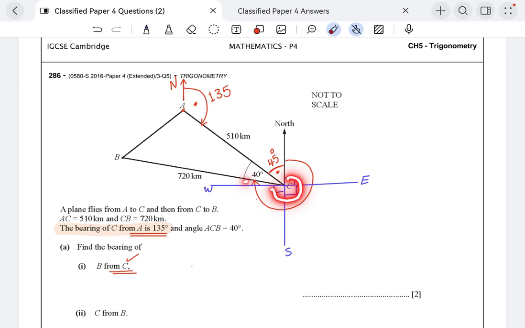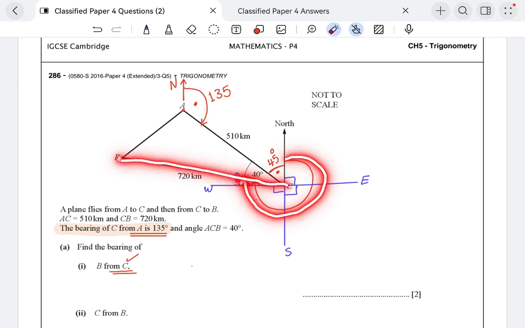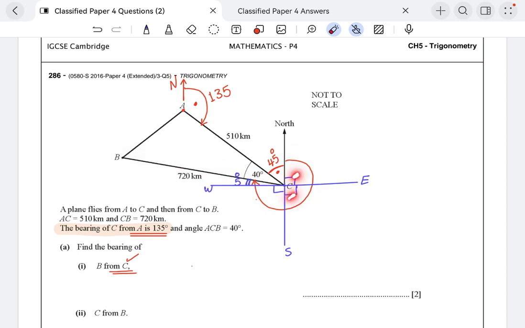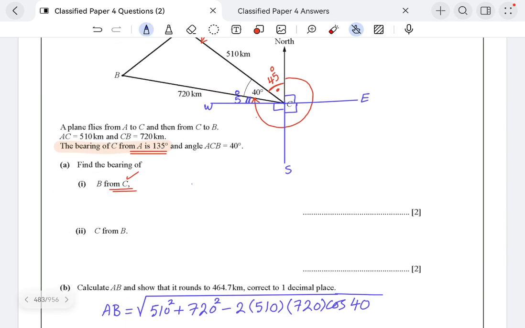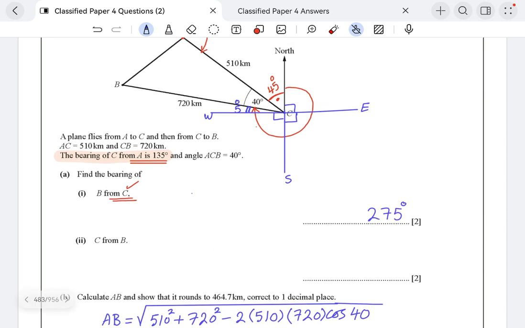What is it? It's not difficult if you understand that this is the west and this is the north. The angle between them is also 90. We already know that these two together are 85, 45 plus 40. So what's remaining? This small angle here should equal 5 degrees. So to find the bearing of B from C, from the north direction of C, clockwise until the path that takes you directly to B, you add 90 plus 90 plus 90 plus 5, which is 275 degrees.